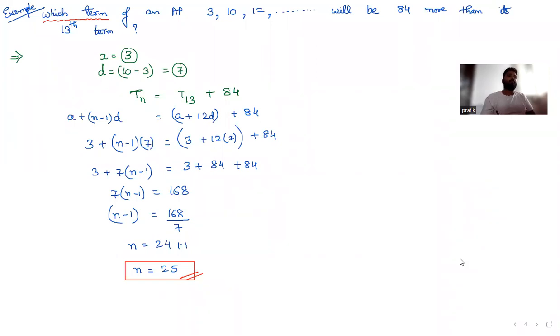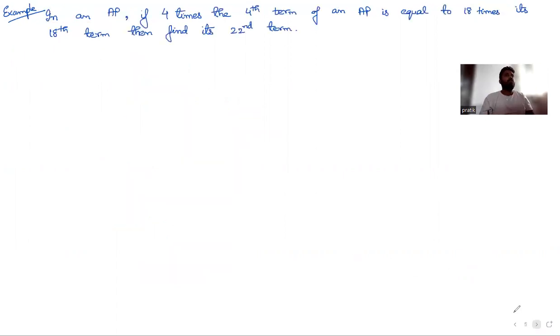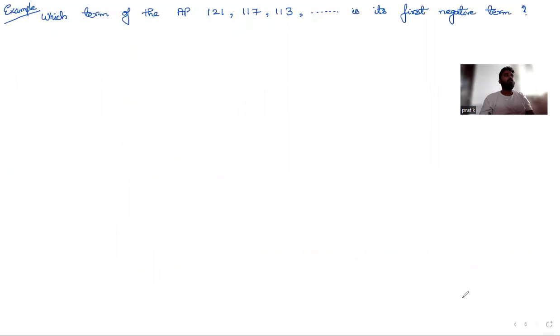So now again, going to the next type of question. We'll just do this a little bit later. This is based on the property.